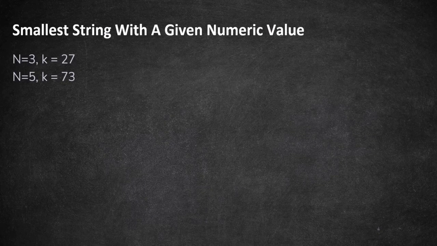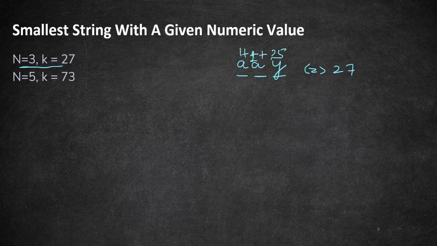Here's the first example, where n is equal to 3 and k is equal to 27. This means we have to form a 3-character string whose value is equal to 27. The output could possibly be A, A, Y, because A is 1, again A is 1, which sums up to 2, and the rest is going to be 25. Y is 25, and finally Z is 26, which we already know.